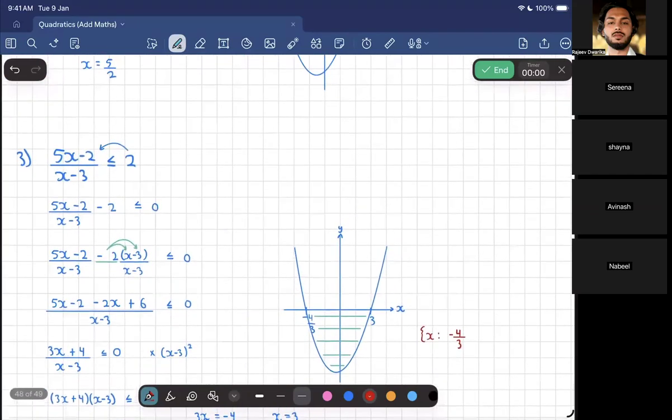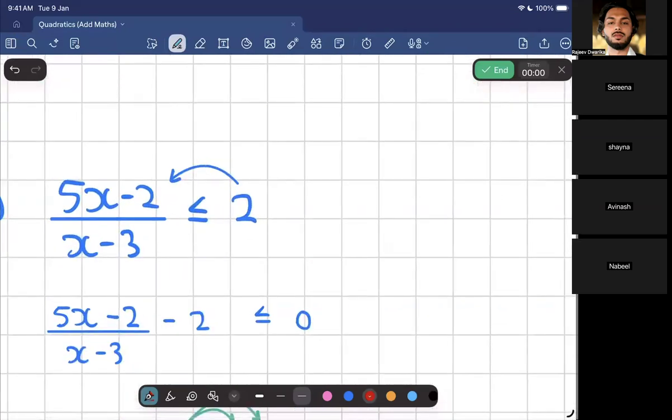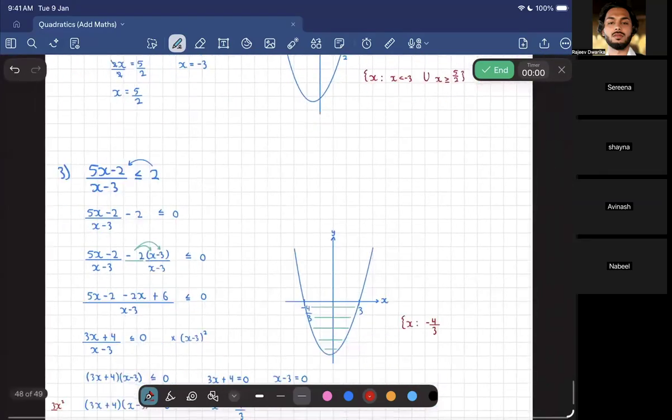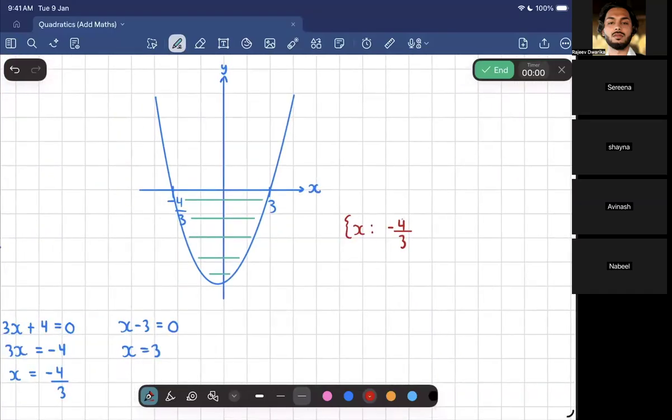Now let's just check something out, right? Nabil and Avinash, if we look at the original thing, what was the denominator? X minus 3. So what can't x be equal to? Plus 3. Yeah, x can't be equal to 3, right? Because when x is 3, it makes the denominator 0, and you can't divide by 0. That's undefined. So we could say minus 4/3 is less than or equal to x, but we cannot say less than or equal to 3. You need to write less than 3. That's the answer.